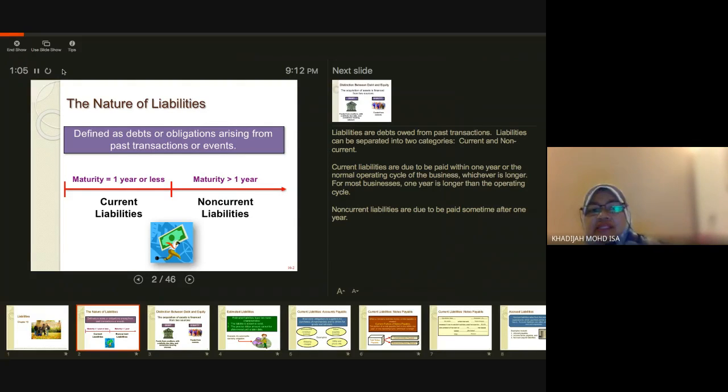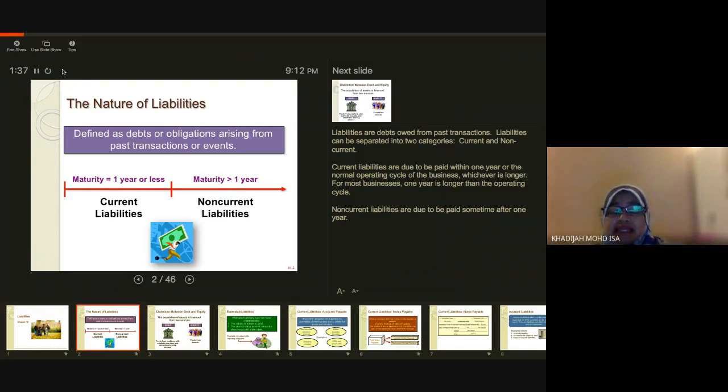Liabilities is actually a debt or obligation. That's why it's a liability, because it's an obligation for you to pay in the future, arising from past transactions or events. Whenever you have a liability, it is something that you have to pay in the future. This liability is divided into two: one is the current liabilities, the other one is the non-current liabilities.